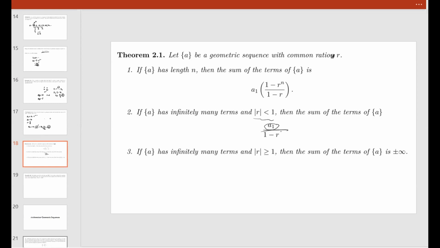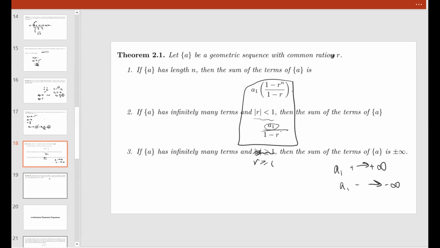And if A has infinitely many terms and r is greater than or equal to 1, then the sum of the terms of A is plus or minus infinity, given the sign of the first term. So if a1 is positive, then our sum is infinity. And if a1 is negative, then our sum would be negative infinity. So these two formulas are pretty important.